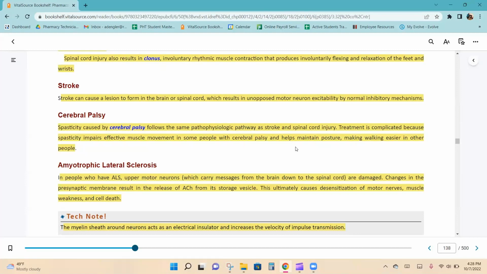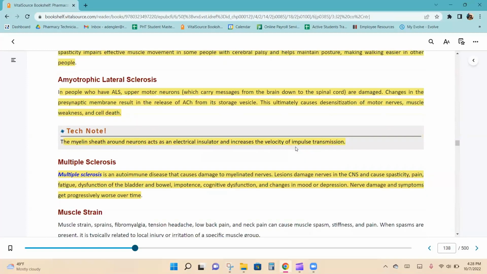Spasticity caused by cerebral palsy follows the same pathophysiological pathway as stroke and spinal cord injuries. Treatment is complicated because spasticity impairs effective muscle movement in some people with cerebral palsy and helps maintain posture, which makes walking easier in other people. In people who have ALS, upper motor neurons are damaged. Changes in the presynaptic membrane result in the release of ACH from its storage vesicle. This ultimately causes desensitization of motor nerves, muscle weakness, and cell death.